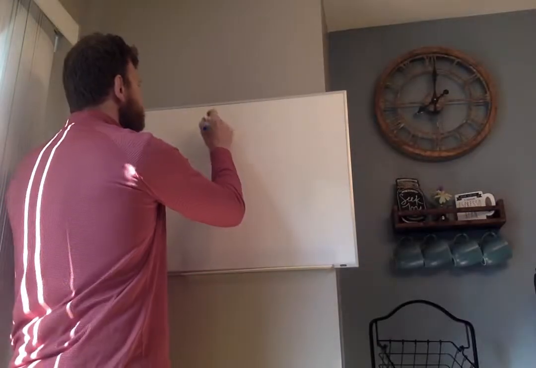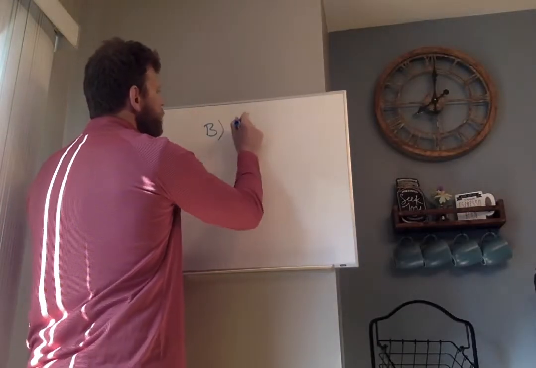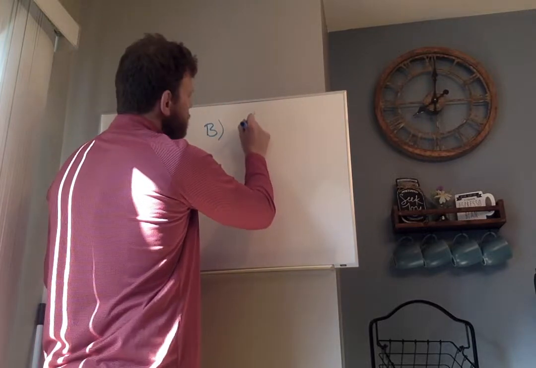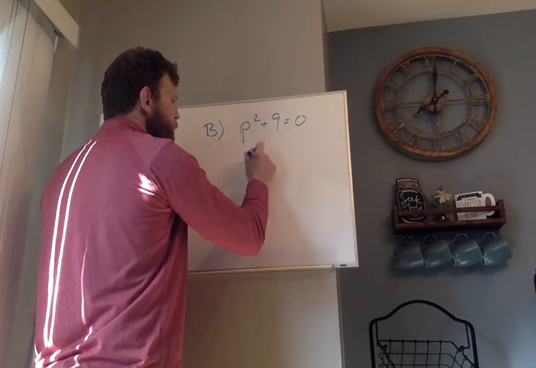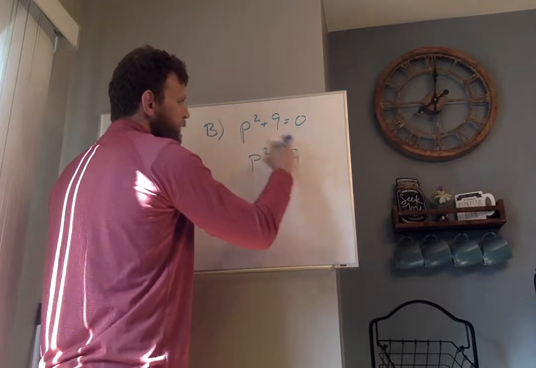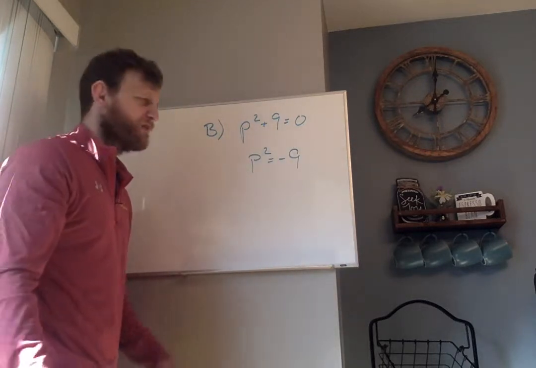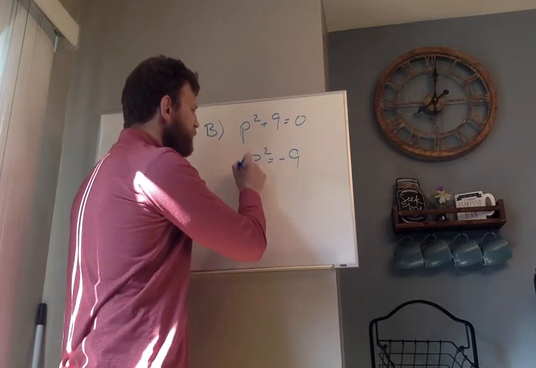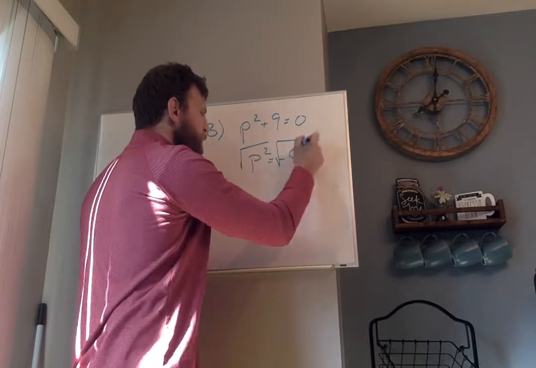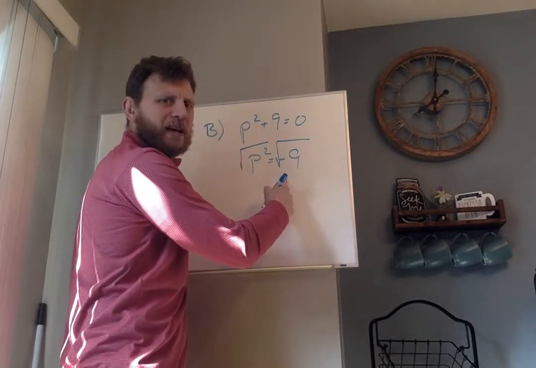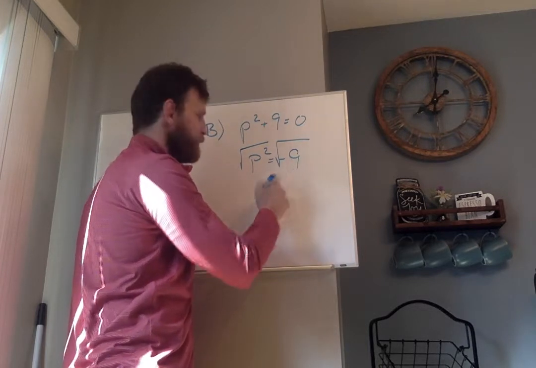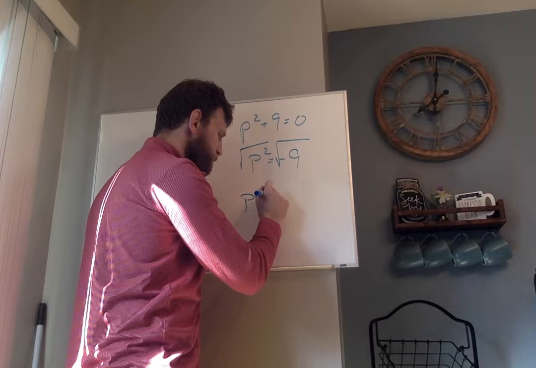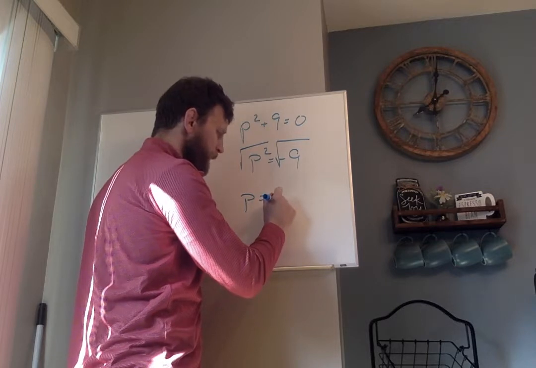B is what? p squared plus 9 equals 0. So I'm going to have p squared equals negative 9 because I subtract 9 from both sides. And now I take a square root of both sides. Okay, now because I'm taking the square root of a negative number, I know I'm going to have imaginary parts. So it's going to be p equals plus or minus.